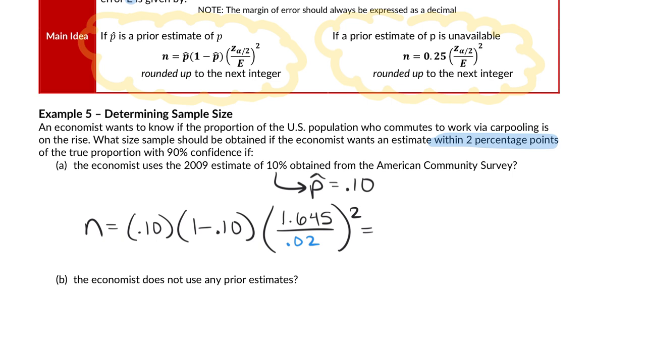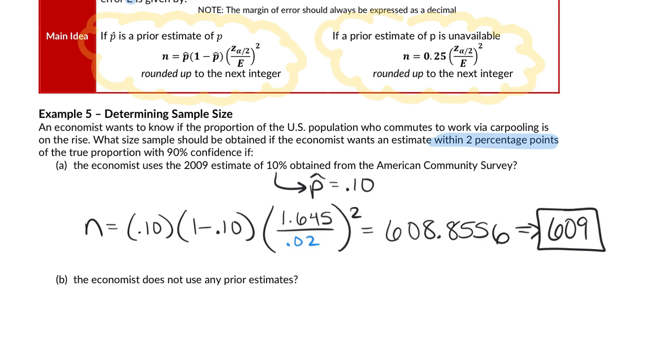And our sample size, to have this 90% confidence, would be 608.8556. Now, because this is a population size, we always round up to the next integer, so 609. We would have to survey 609 people to have this level of confidence within 2 percentage points.